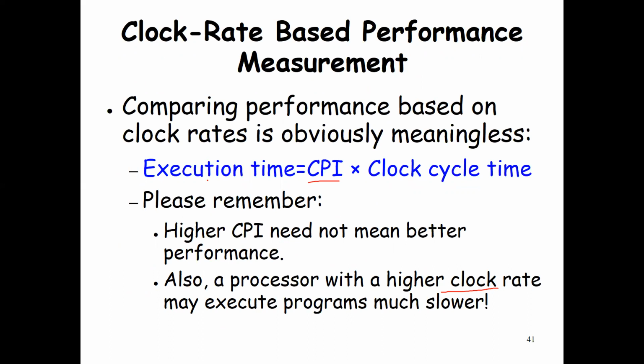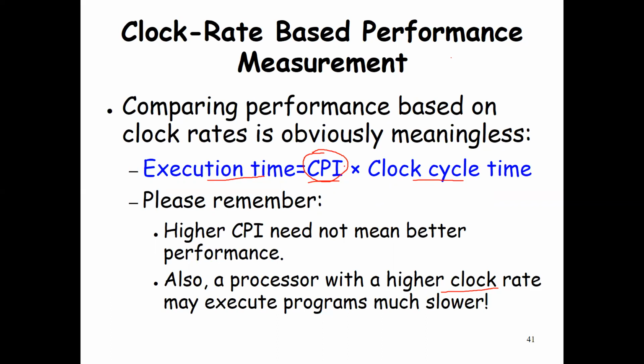The execution time of a processor is given like this: execution time is equal to CPI into clock cycle time. What is CPI? CPI is cycles per instruction. So basically it is average cycles per instruction into clock cycle time. Clock cycle time is the time for one clock pulse. One clock pulse duration may be 1 millisecond, 0.5 millisecond, or 0.1 millisecond, whatever it may be. Or it may be 1 microsecond or 1 nanosecond.